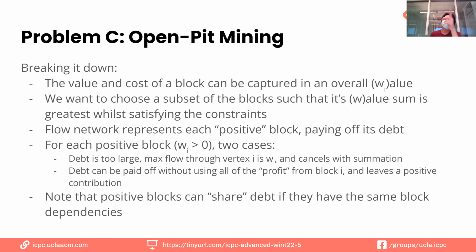Okay, and then one more thing is that it's interesting that positive blocks can share their debt if they have the same block dependencies. So if you have 2 blocks that are both worth 100, and they're dependent on 3 blocks that are worth 50 each, they can share that payment of 150 amongst themselves, and the max flow won't exceed 150. It'll be equal to 150, and they'll both be able to pay off the debt. So it introduces sharing things. This is how it accounts for the fact that it's a DAG instead of a tree, because it accounts for shared dependencies.